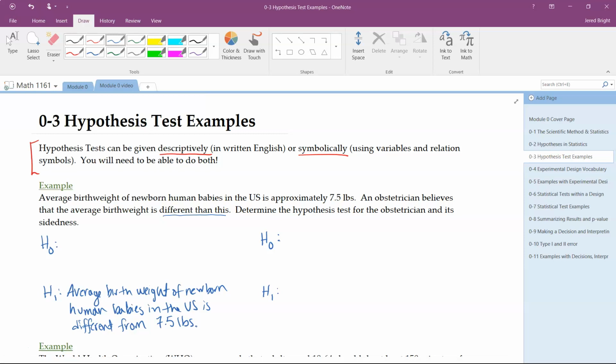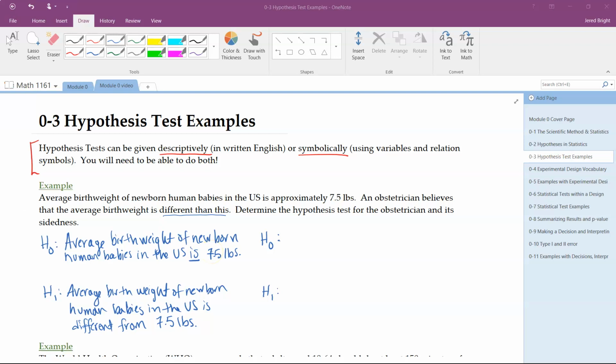Now, that's the new idea, but the null hypothesis has to be the current belief, or the default belief. If you didn't have any data, what would you believe by default? That is actually the first sentence: the average birth weight of newborn human babies in the US is 7.5 pounds. In words it's a little more straightforward, but how do you translate that to symbols? Well, think mathematically.